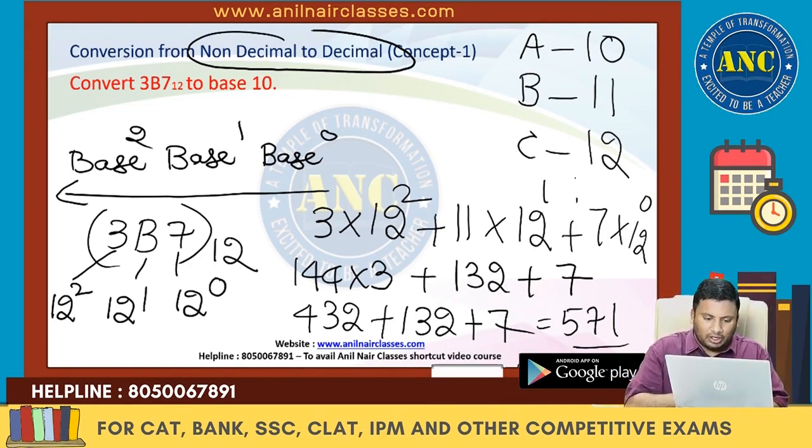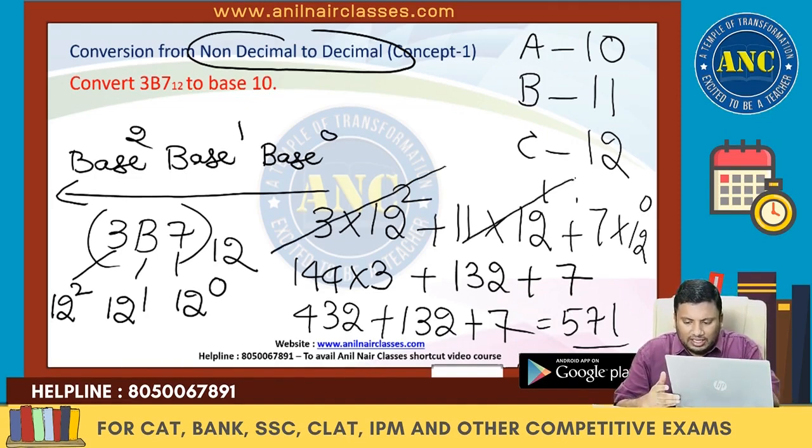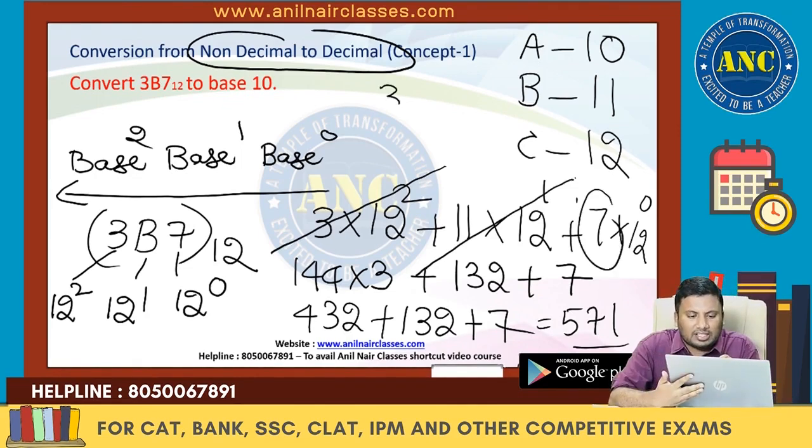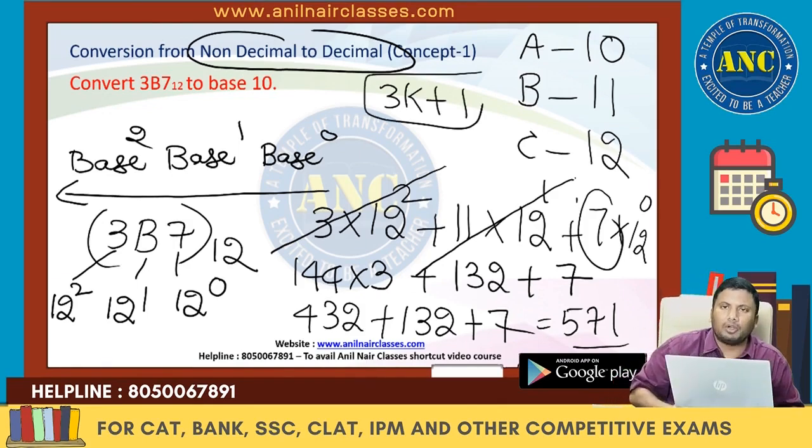First thing what I will do is, 12 is divisible by 3. 7 when divided by 3, remainder 1. The answer when divided by 3 should give remainder 1. Finish. Are you all with me?